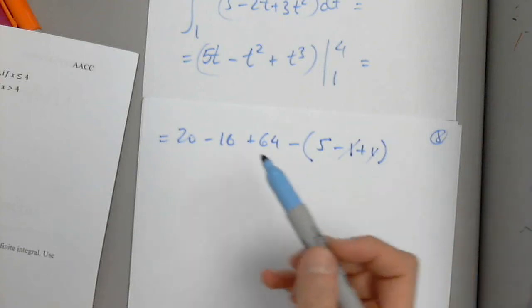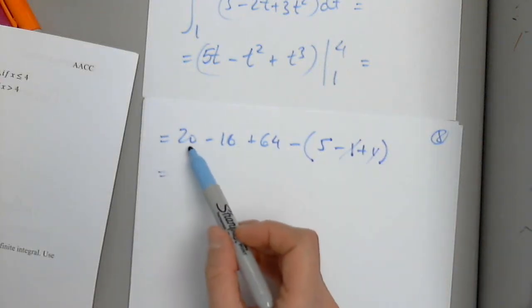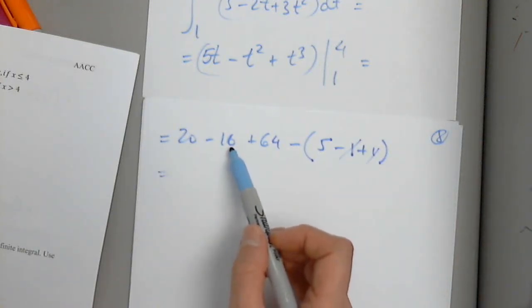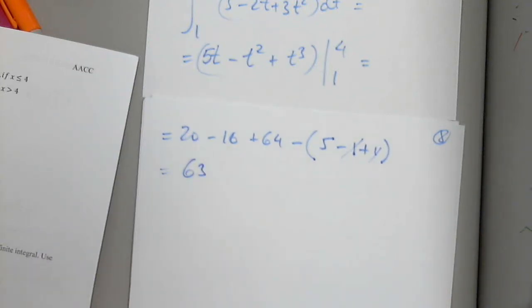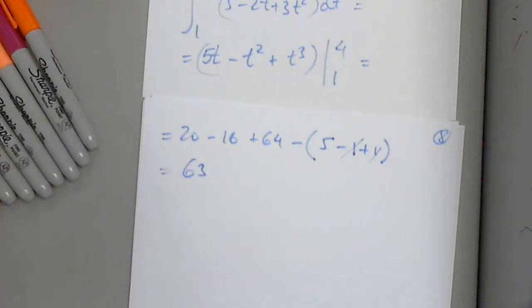Okay? So I will finish it up because, okay, 20 minus 16 is 4. So this is 68. 68 minus 5 is 63. So in this case, it wasn't too bad. But when you have a lot of fractions and stuff, I don't want you to spend your time. Okay, is this clear? Is this okay? Any questions on this?